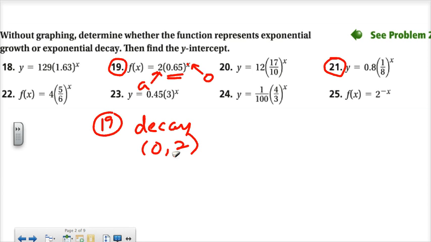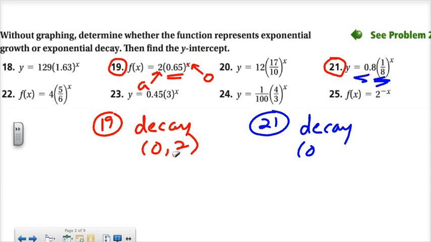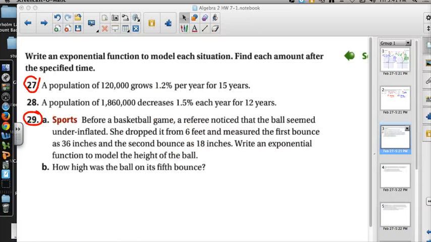Then in number 21, we take a look at the fact that our b value right there is 1/8. Again, that is a number that is below 1. So this is going to be decay, exponential decay. And then it always goes through 0, a. And our a in this particular problem is 0.8. So those are things that we notice as we go through and do our graphing each time.